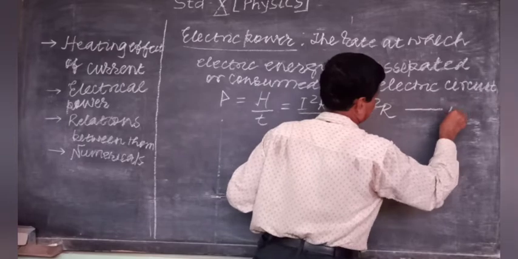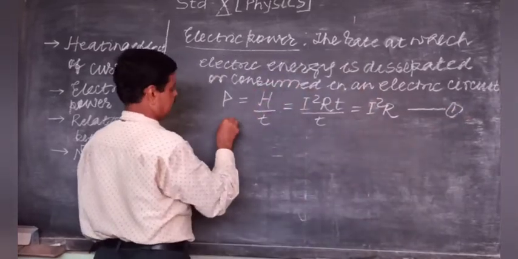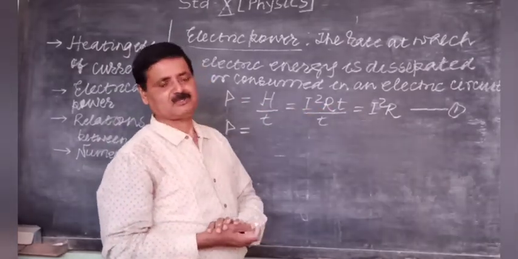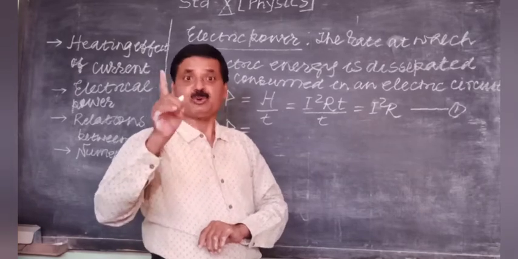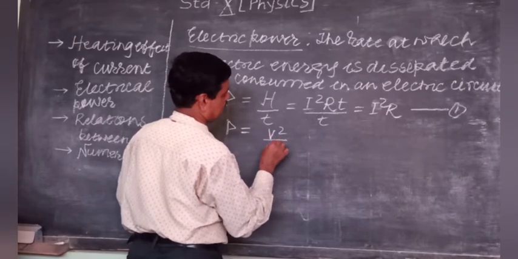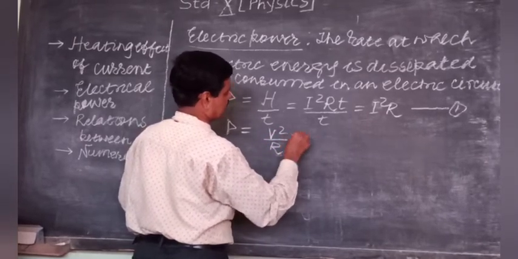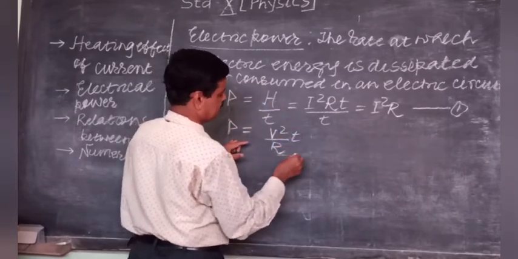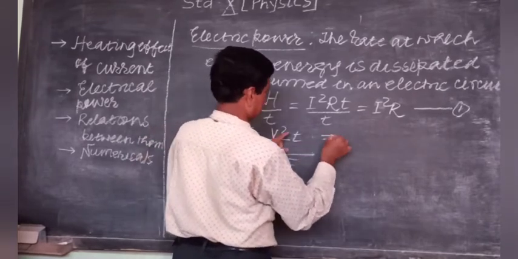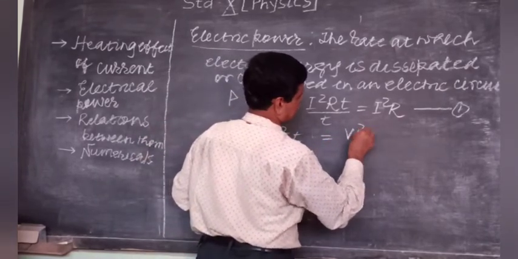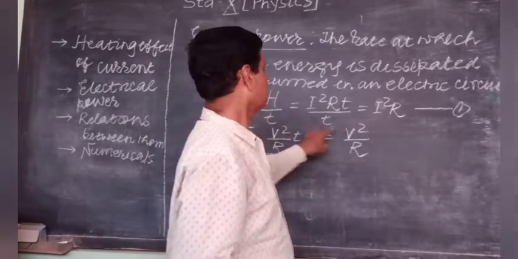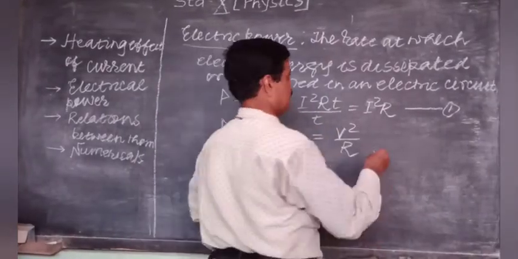This is the very first formula for the power. Again, another formula, just I square RT, that was your V square by R into T. V square by R into T is the value of amount of heat. This divided by time, so this T will cancel. It can be written as V square by R. So P is equal to V square by R. That is your second formula.